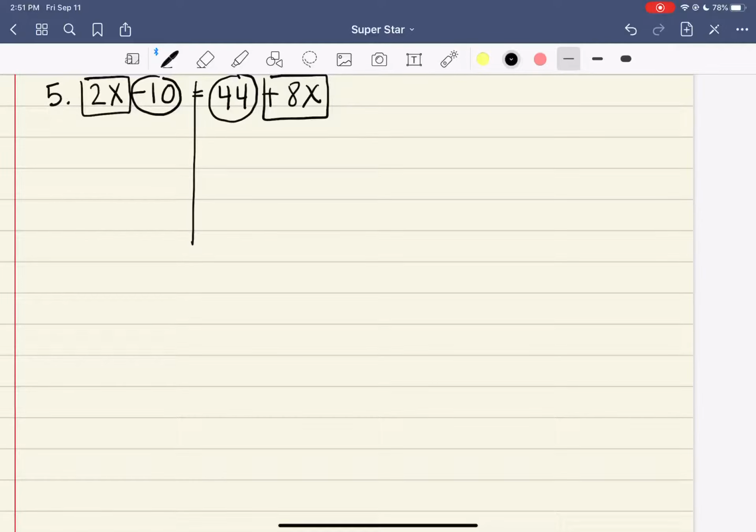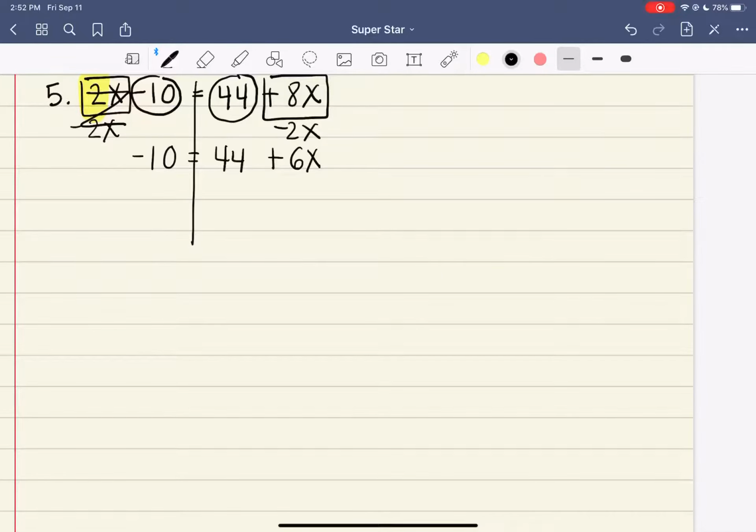And again, we don't see any like terms on the left or like terms on the right, so that takes us to our second question, which is variables on both sides. So we have a variable with 2x and we have 8x, so we're going to want to identify our least coefficient, which is going to be our 2, because 2 is smaller than 8. So that will have us subtracting 2x from both sides. This will become 0, and we'll be left with negative 10 equals 44 plus 6x.